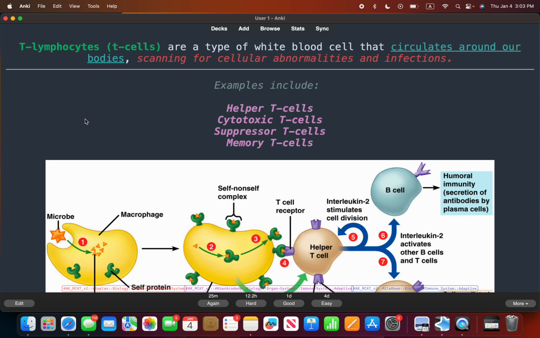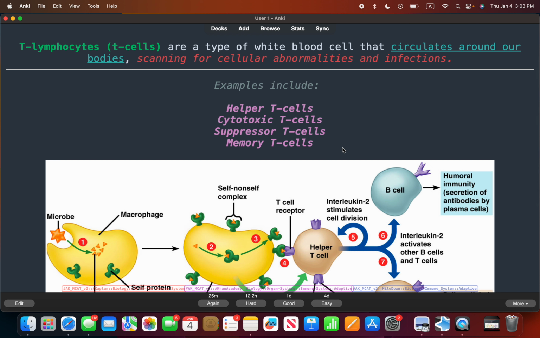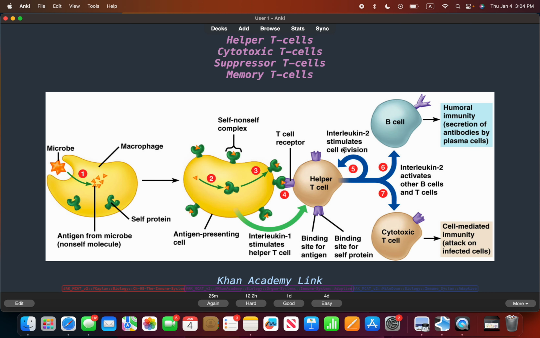So we have examples of T cells. These are the 4 examples, 4 subtypes that we need to know of. There is the helper T cell. We know that helper T cells help the B cells to make antibodies, right? We have cytotoxic T cells. We have suppressor T cells. And we have memory T cells. So they circulate in our body, and they scan for cellular abnormalities and infections. So they're just hovering around in our body, trying to find abnormalities.